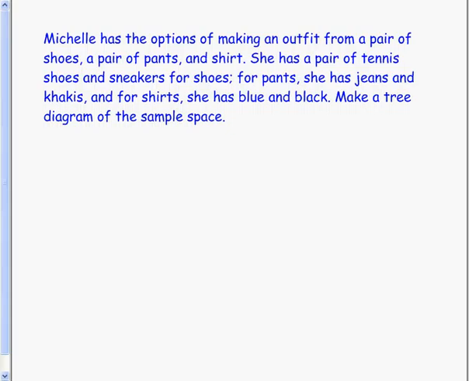Example 2, Michelle has the options of making an outfit from a pair of shoes, a pair of pants, and a shirt. So, we're looking at pairs of shoes, shirts, and pants. And I did it the wrong order. We want shoes, pants, and shirt. We'll do it in that order.